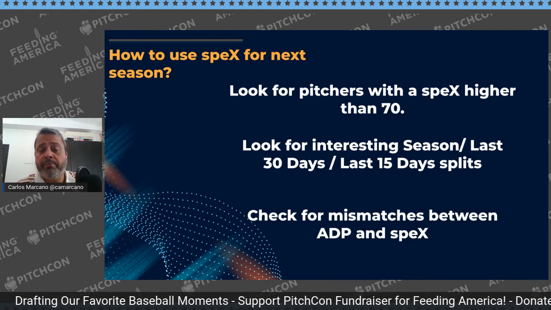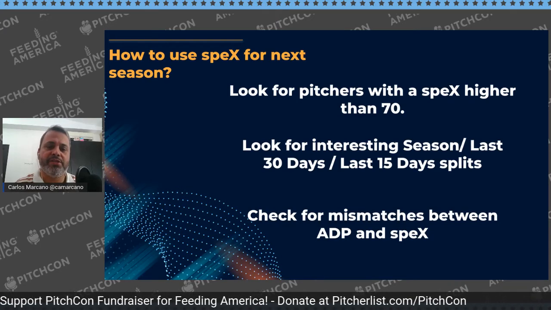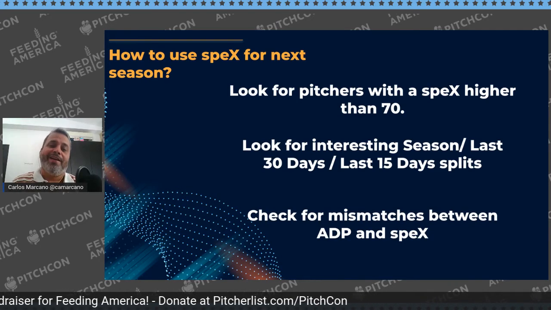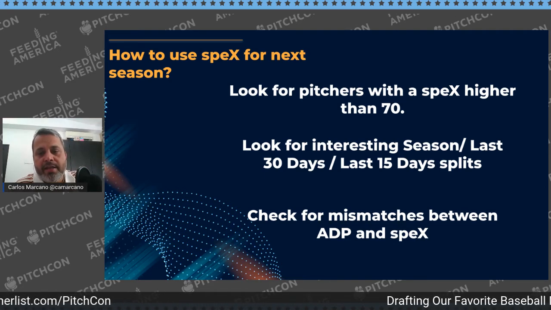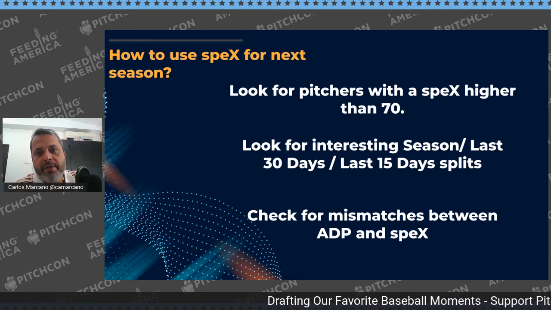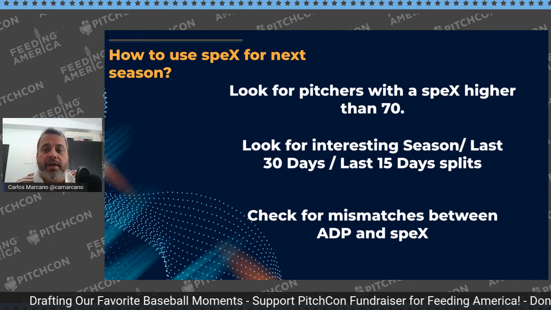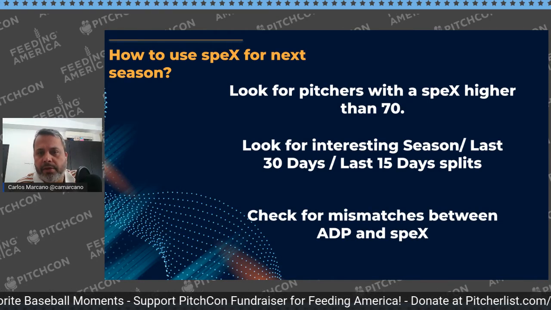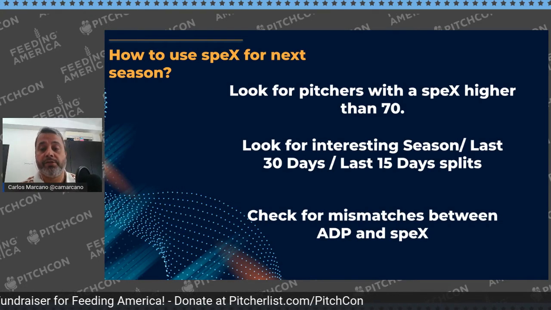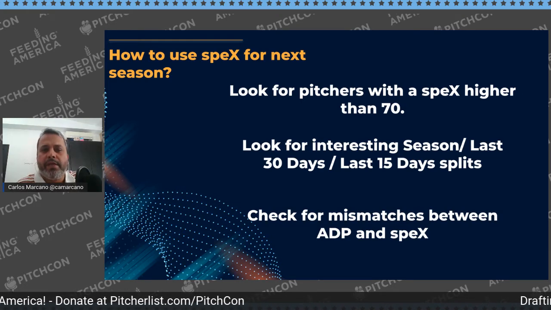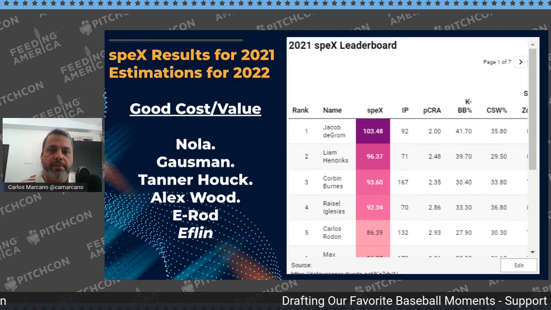And even Corbin Burnes, famously, was part of my TGFBI team, and I famously left him on the bench, but who cares? He was my SP1, and I got him at a really discounted price, and the return on investment there was just crazy, even with the lesser amount of innings pitched that he got last year. So these are the things that we should check, these mismatches, right?